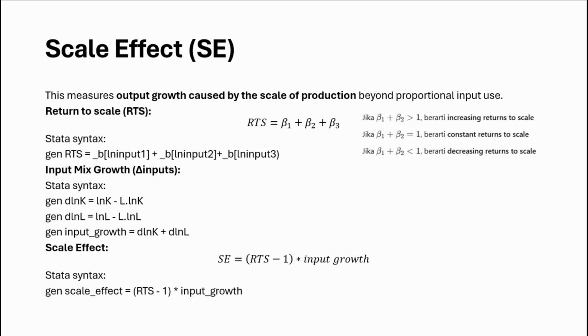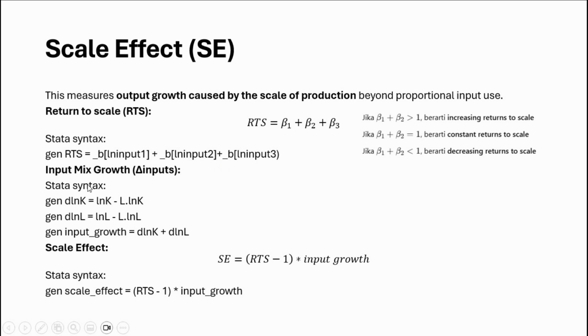And for scale effect, we use two terms. First is return to scale, or RTS. RTS is beta 1 plus beta 2 plus beta 3, the betas of the inputs. And then RTS in the Stata syntax: generate RTS equal underscore p ln input 1 plus underscore p ln input 2 and so on.